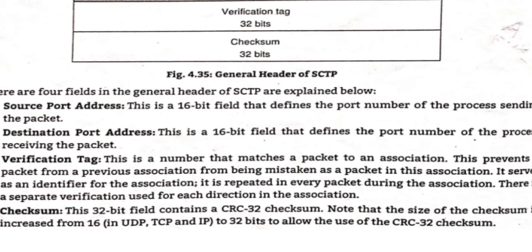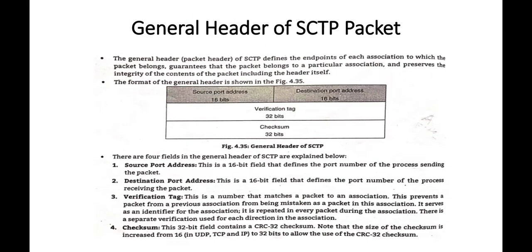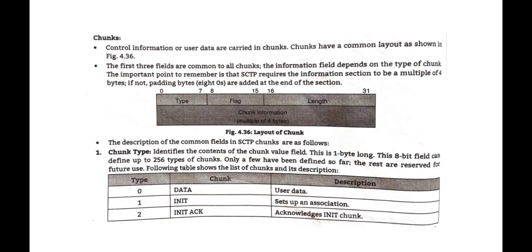Then the next one is the chunk. A chunk means a collection of blocks, large blocks of something. The control information or user data is carried in the chunk. Control information, how to control and maintain the connection, is present in the control chunk, and actual user data is present in the data chunk. In this way there are two types of chunks used in your packet. Chunks have a common layout shown in the figure.